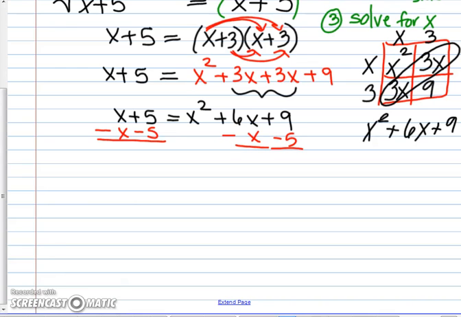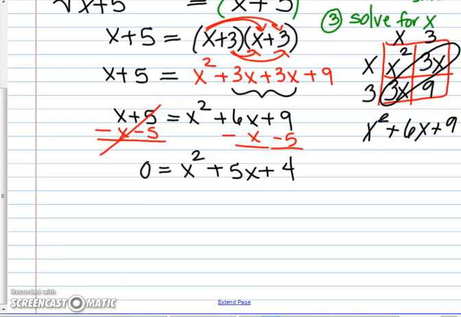This is why. What is x minus x? x minus x is 0. 5 minus 5 just gives you 0. So these cancel, and you're left with 0 is equal to x squared. What's 6x minus 1x? 5x. Listen and pay attention. You should be writing this down. 6x minus 1x is 5x. And what's 9 minus 5? 4.